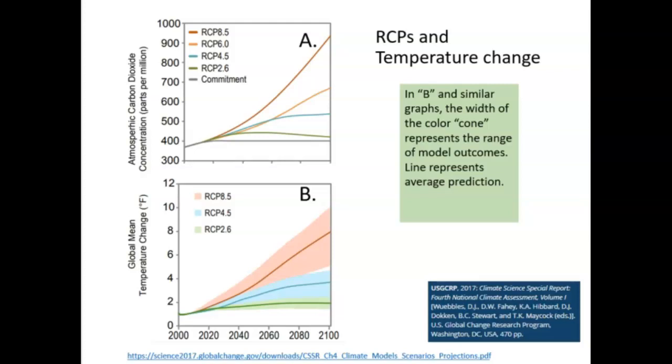Instead, let's work towards RCP 2.6, where at the year 2100 we're looking at about 2 degrees Fahrenheit of warming, or an additional 1.1 degrees Celsius of warming over last century. That's still a lot of warming for our planet, but there's a good chance we can avoid many of the most severe impacts.